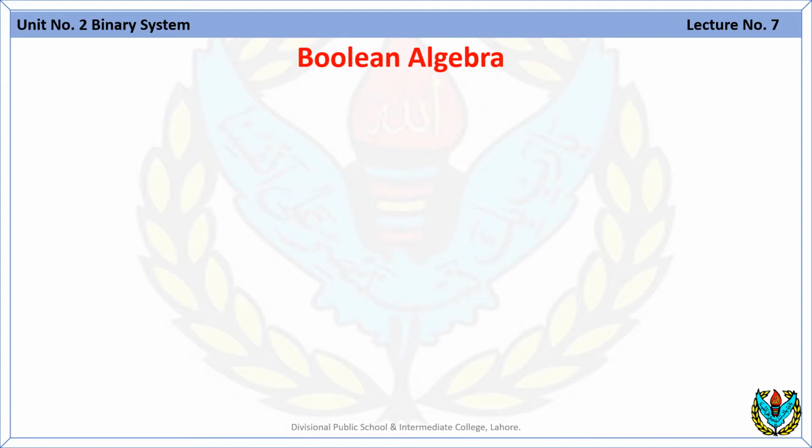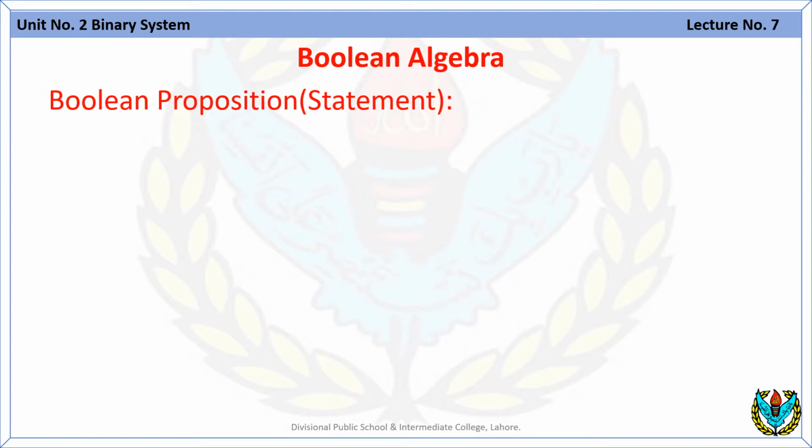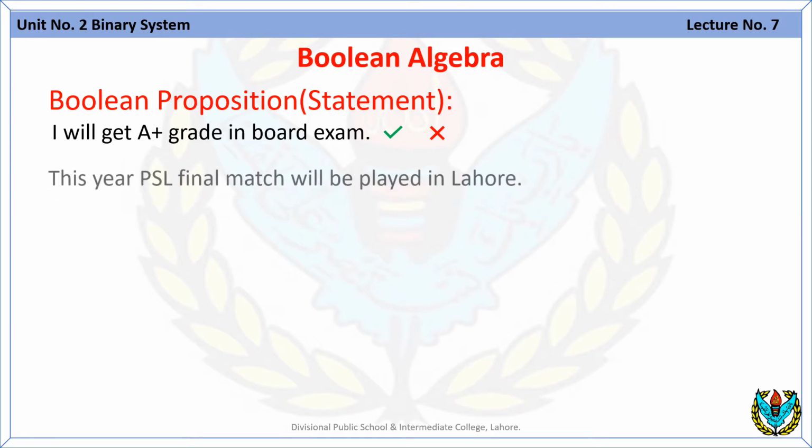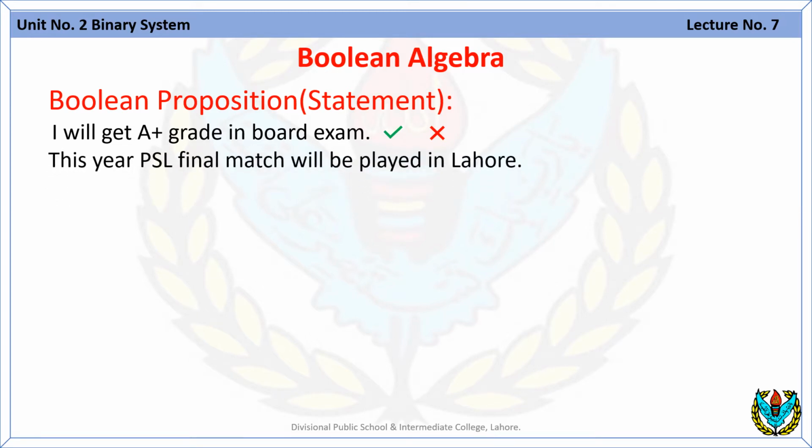Students, now we will discuss Boolean propositions. A proposition is a sentence that can be either true or false. Now consider the following propositions. I will get an A plus grade in the board exam. It can be true or false. This year, the PSL final match will be played in Lahore. It can be true or false. I play chess. It also can be true or false. So these propositions can have a true or false value.